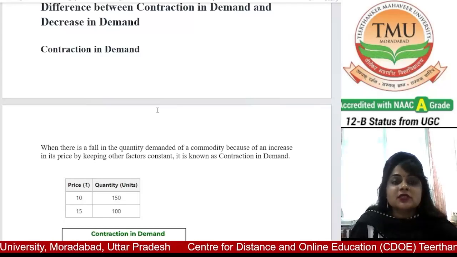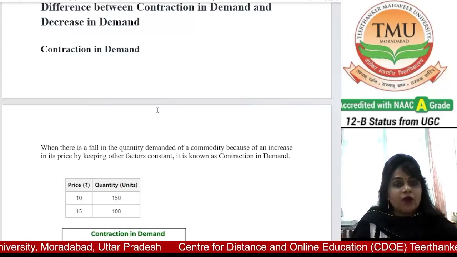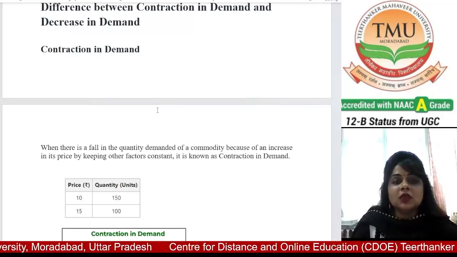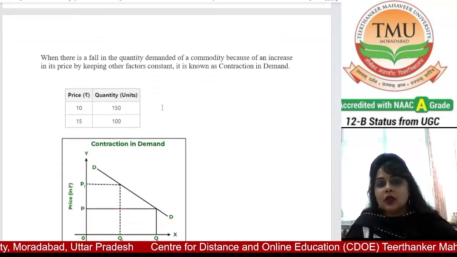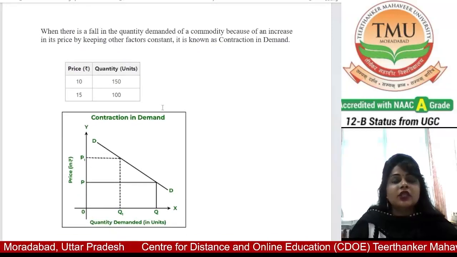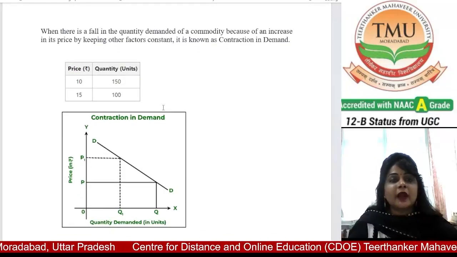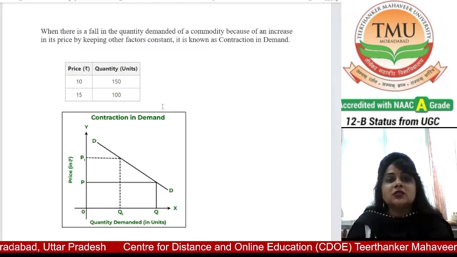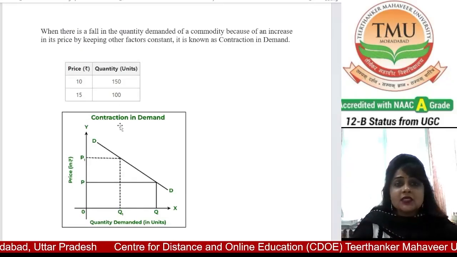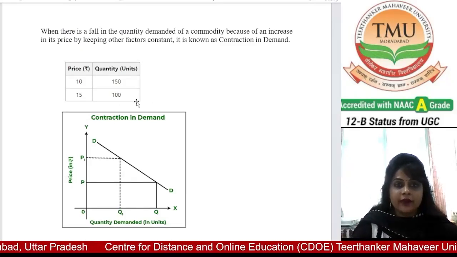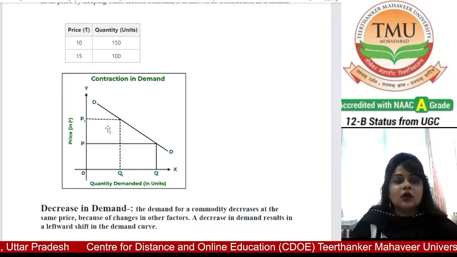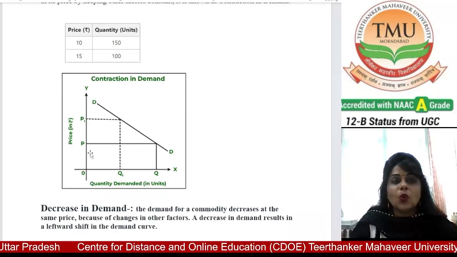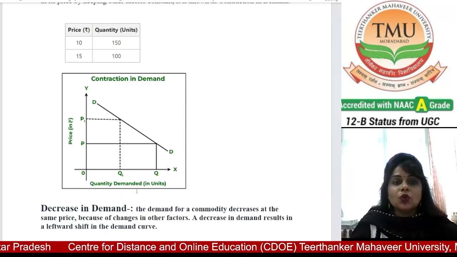Contraction in demand results in an upward movement along the same demand curve. In the example here, with the table, as you see, when the price is 10, the demand is 150. When the price is 15, the demand is 100. And you can see in the figure, when the price is OP, the demand is OQ.